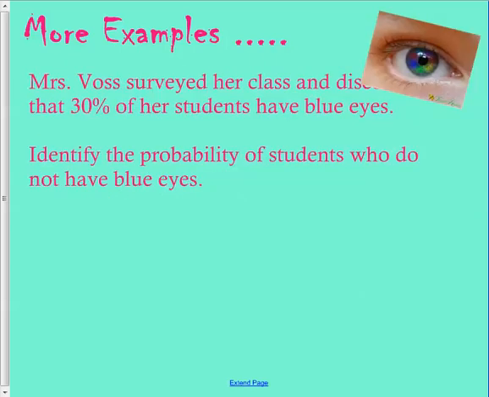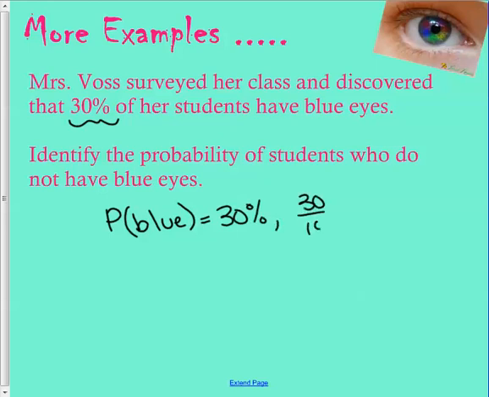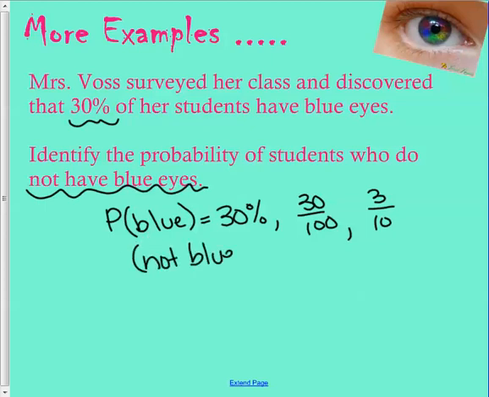All right, so Ms. Voss is surveying her class, and she finds that 30% of her students have blue eyes. So the probability of blue eyes in her class is 30%, or 30 over 100, or 3/10, right? And they want to know what's the probability that do not have blue eyes. So if we wanted the not blue-eyed people, we don't even know how many there are, do we? But we know that that would be the remaining 70%, or 70 over 100, or 7/10.